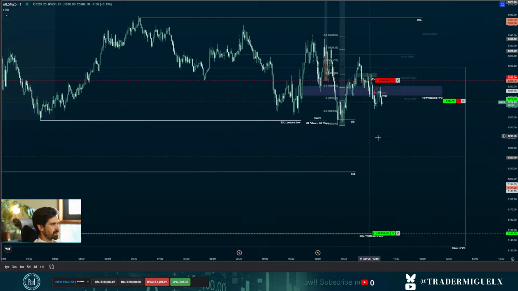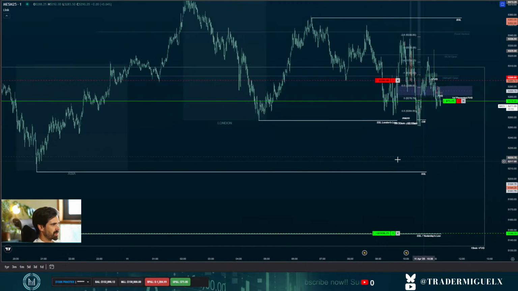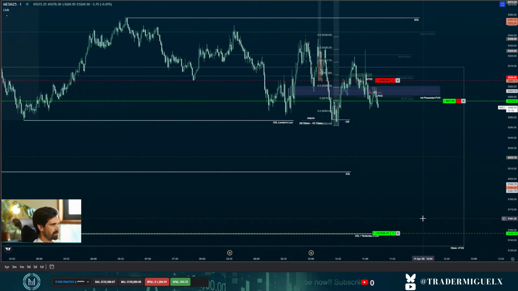So let's see, my initial bias was sell side liquidity, as Asia lows, and eventually yesterday's low too. I don't know if we will have them as targets, but it will stay just like this, and we will see. I will just let it run.